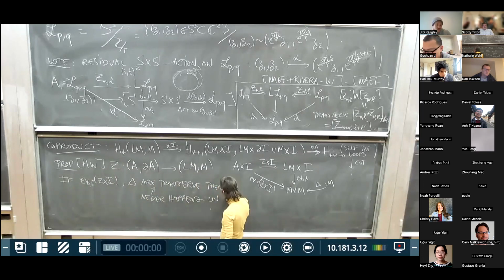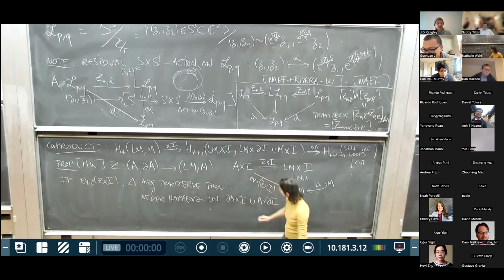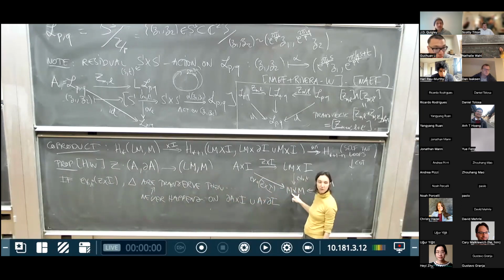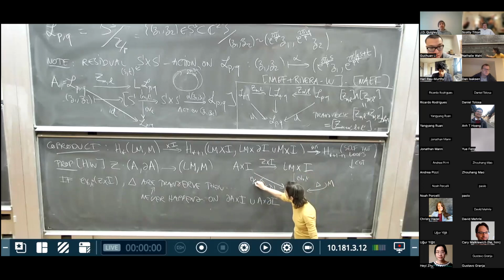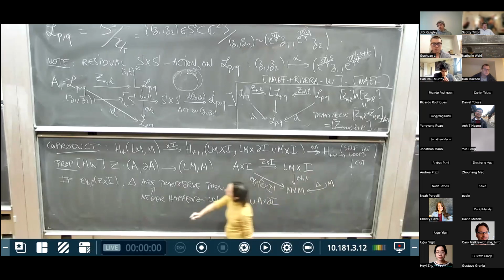it never happens on the boundary of A cross I, union A cross the boundary of I, because if I'm on the boundary of A, I'm on constant loops, and then this evaluation lands in the diagonal because the loops are constant, and whatever t I choose, it doesn't matter. I'm always on the diagonal, so definitely I'm not transverse. And the same happens when I'm on the boundary of the interval, because the evaluation says evaluate at 0 and evaluate again at 0. It's the diagonal, right? Or evaluation at 0 and 1.